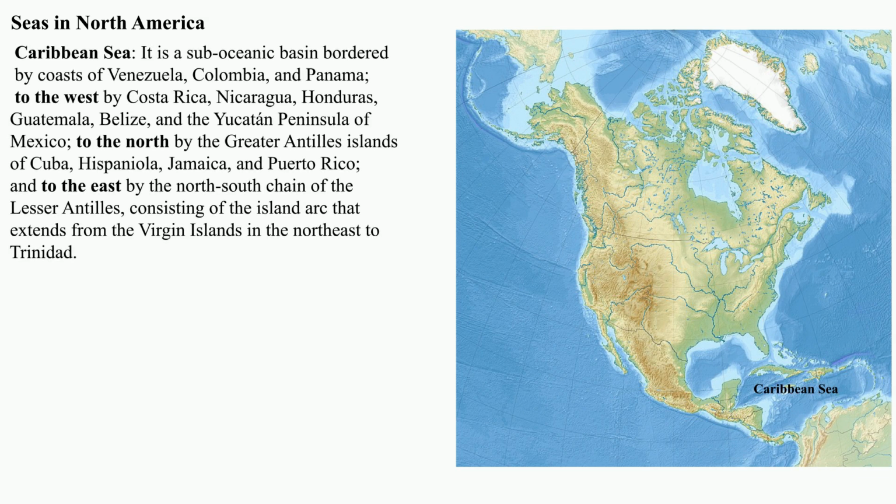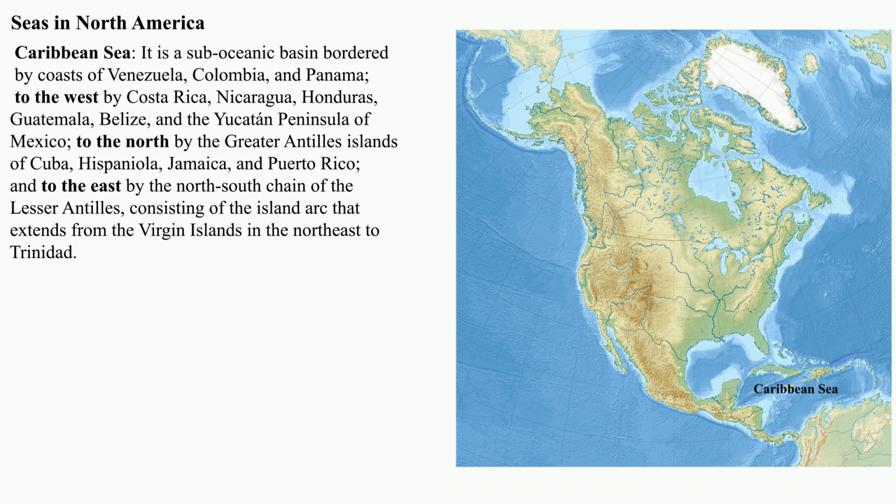Caribbean Sea is a sub-oceanic basin bordered by the coast of Venezuela, Colombia, and Panama in the south. To the west, it is surrounded by Costa Rica, Nicaragua, Honduras, Guatemala, Belize, and the Yucatan Peninsula of Mexico. To the north, it is surrounded by the Greater Antilles islands of Cuba, Hispaniola, Jamaica, and Puerto Rico. And to the east, it is surrounded by the north-south chain of the Lesser Antilles, consisting of the island arc that extends from the Virgin Islands in the northeast to Trinidad.